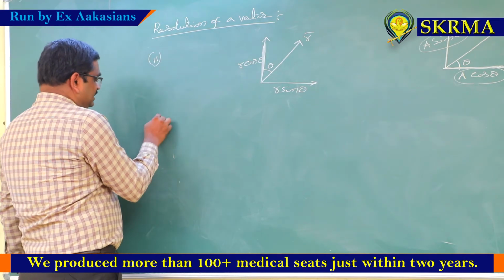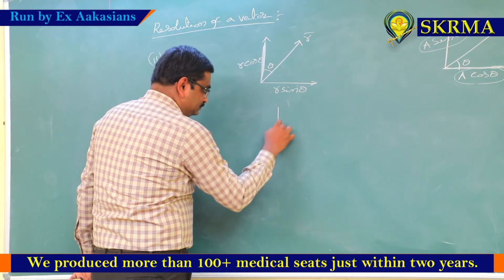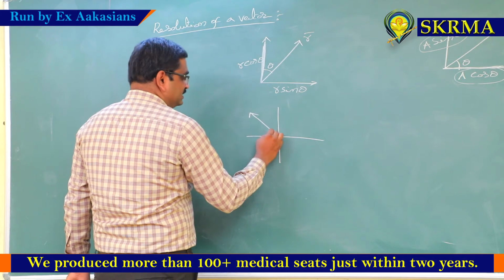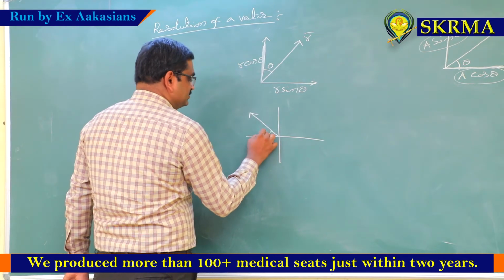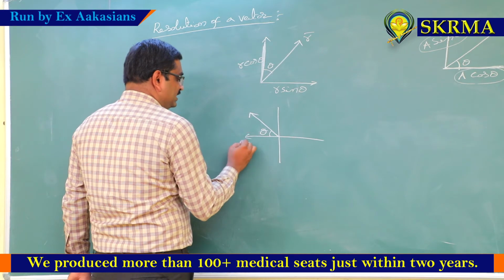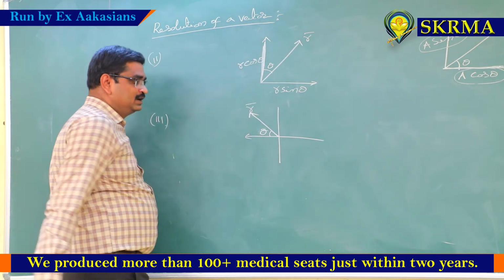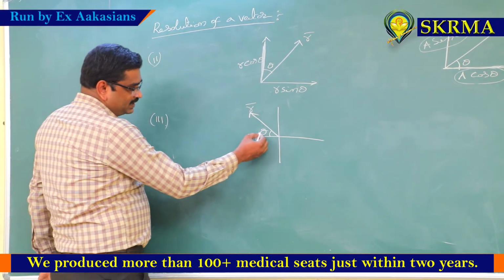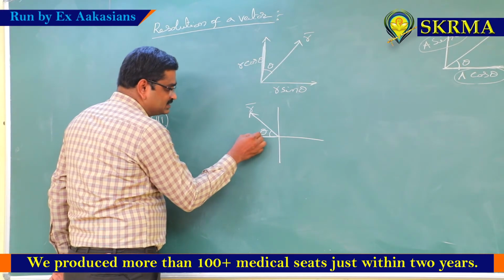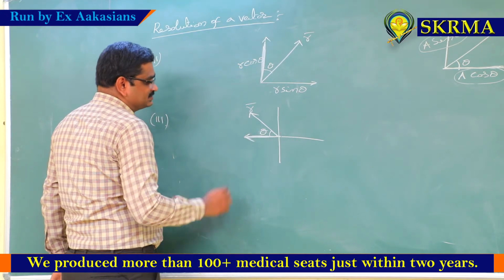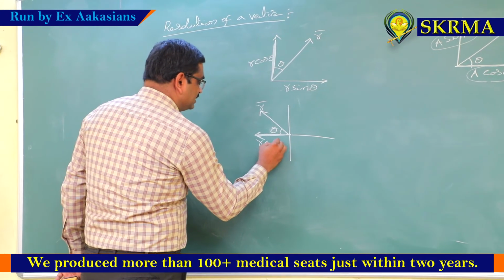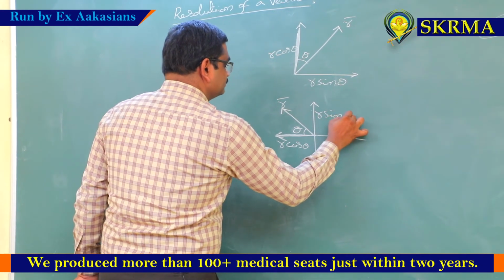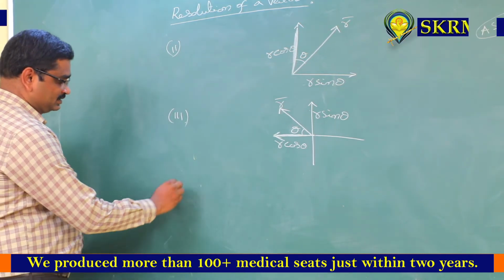Next, third example. Now r bar is like this, making an angle theta with the negative x-axis. In this case, just resolve it into its components. For theta, the adjacent side is this one, so this is the cos theta term. The remaining side is the sin theta term. This is the third example.